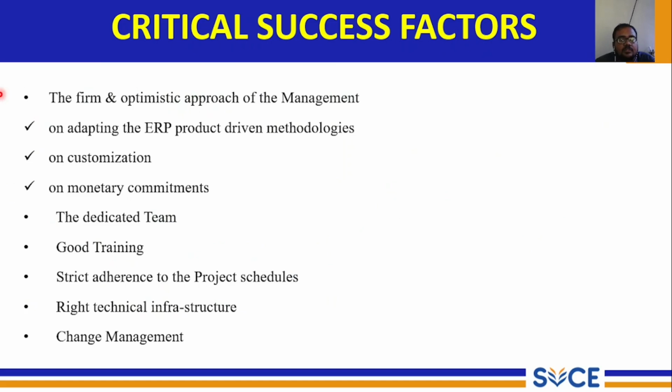What are the critical success factors for ERP? The main important factor is the optimistic approach that the management has to have. They should be very flexible in adapting to product-driven methodologies, and they have to be very keen on avoiding any customization. And there should be a dedicated team who are well trained, and there has to be good adherence to the product schedules as well.